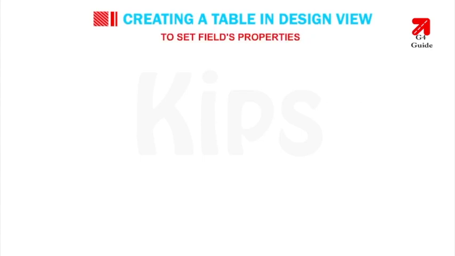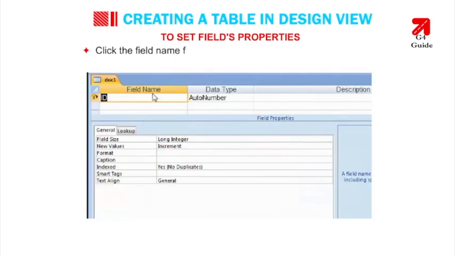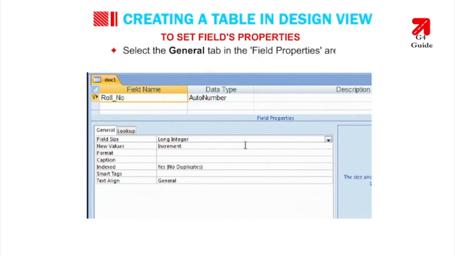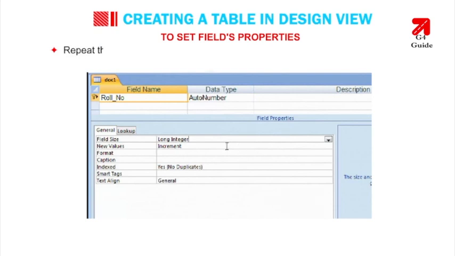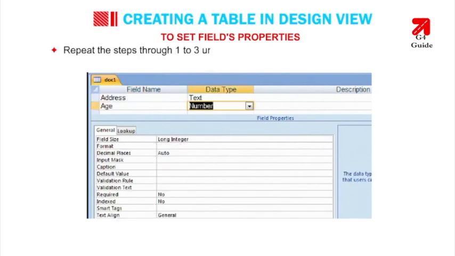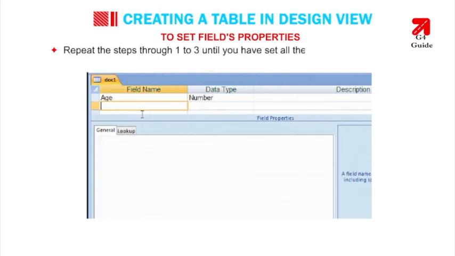Now let us learn how to set field properties. Click the field name for which you want to set the field's properties. Select the General tab in the Field Properties area. Set the properties as required. Repeat the steps through 1 to 3 until you have set all the properties for all fields.